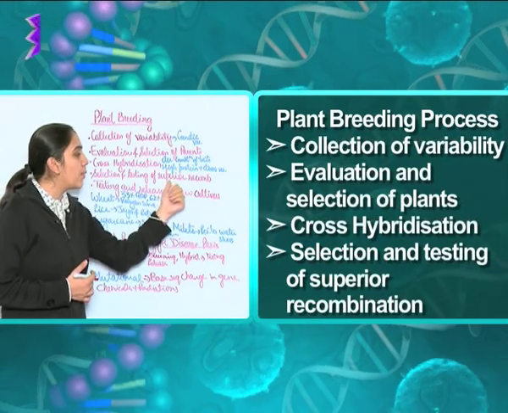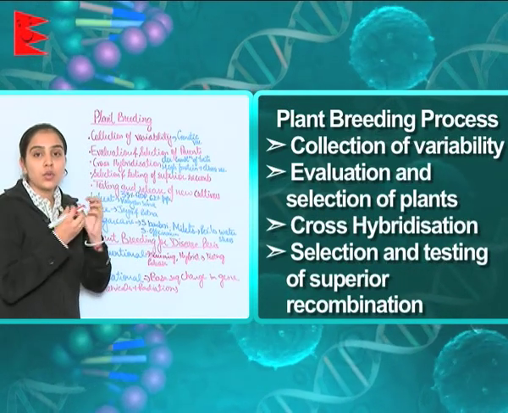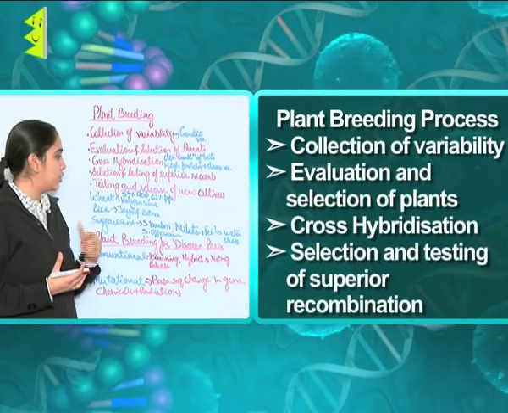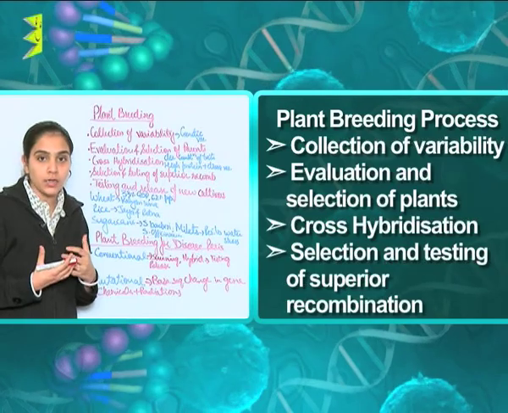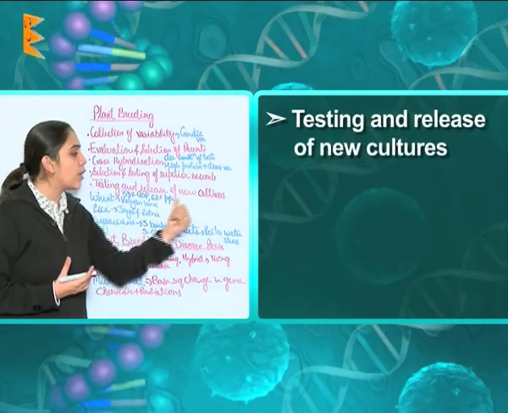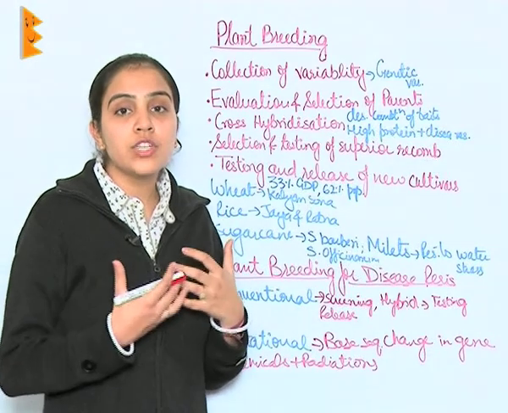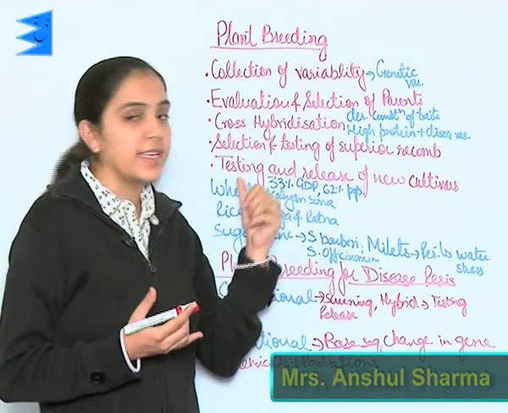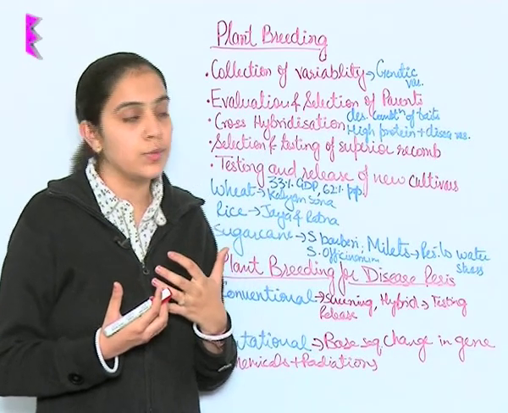Selection and testing of superior recombinants. Amongst the various progeny obtained after hybridization, selection and testing of the superior ones is done. Testing and release of new cultivars: amongst them, the ones which are found to be safe to cultivate are tested in the research field and then released for use.